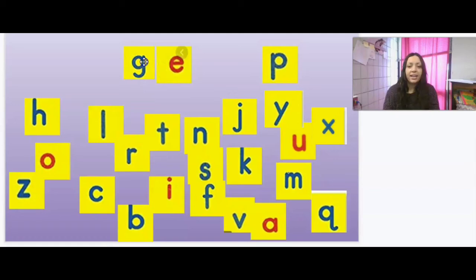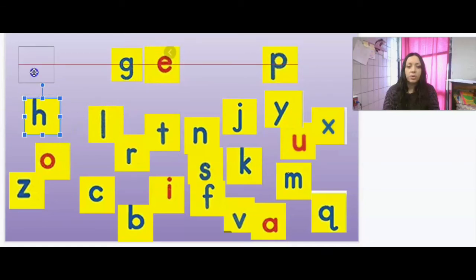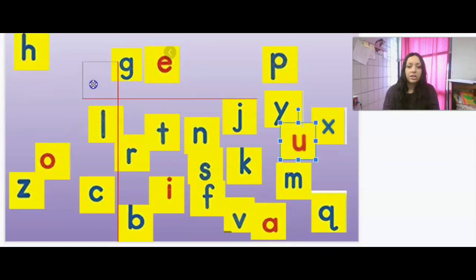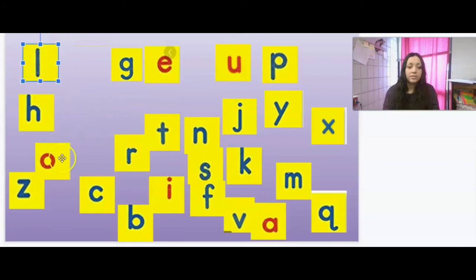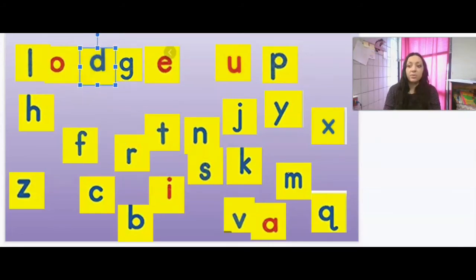So I went ahead and added the GE in here because this is the one you might see a lot, okay? And we're going to pull an H and a U on top of it. So we have, and remember, this is going to be long U, sneaky E. So huge, huge. Very good. All right, let's try another one. What if we add that L-O-D in front of the G-E. So lodge, lodge. Very good.